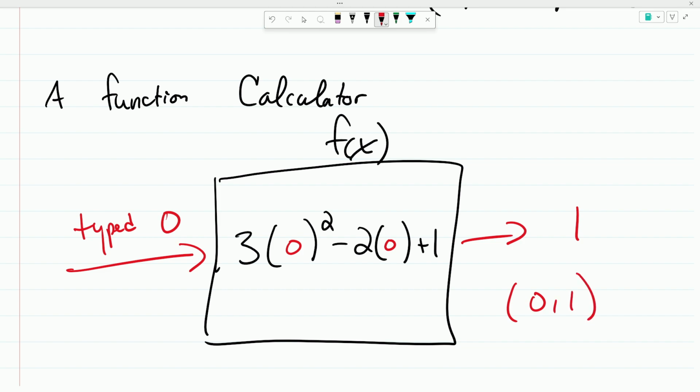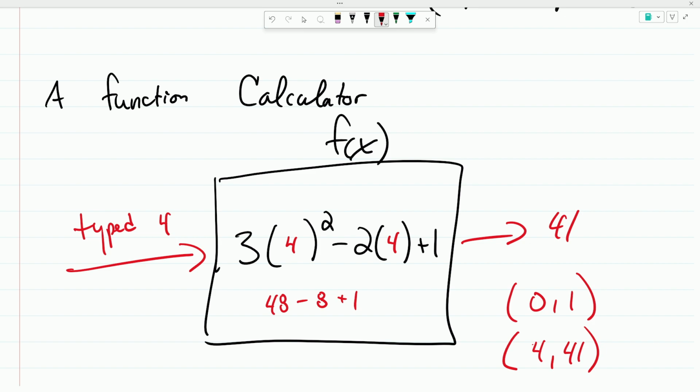So the ordered pair that you just found was 0, 1. Then if you came back into this calculator and let's say you typed in 4, okay? Then it's going to put 4s down in here in these spaces. 4 to the second is 16. 16 times 3 is 48, minus 8 plus 1. So let's see, 48 minus 8 is 40, plus 1 is 41. So you just found the ordered pair, 4 comma 41.